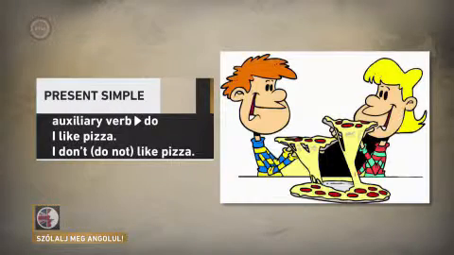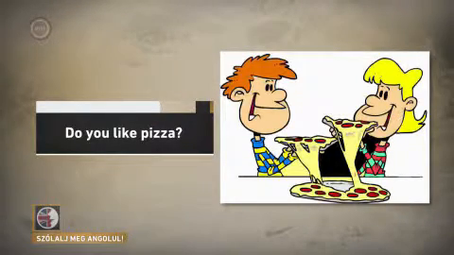When we'd like to make a question or a negative using the present simple, we need the auxiliary verb to do. When we change the positive sentence, I like pizza, into a negative sentence, we use the auxiliary verb do to help. I like pizza becomes I do not like pizza. When we want to ask a question in the present simple, we also need to use the auxiliary verb do. Do you like pizza?